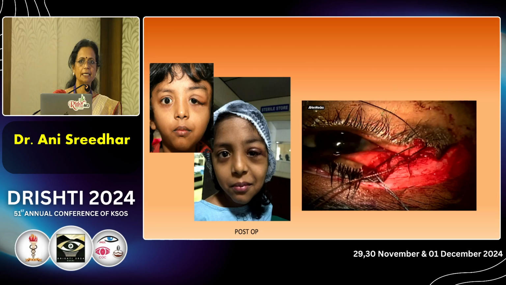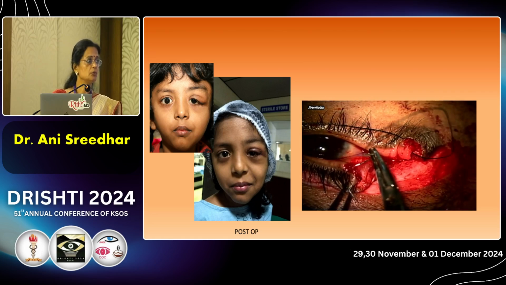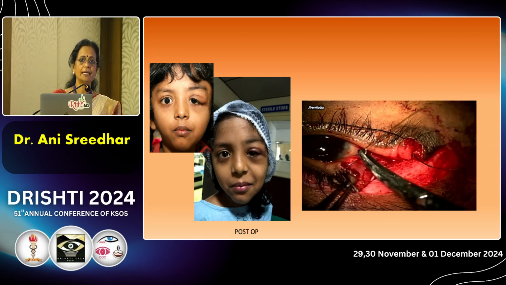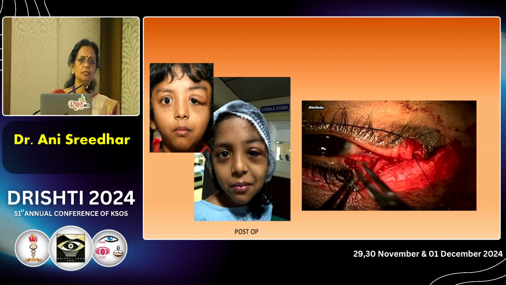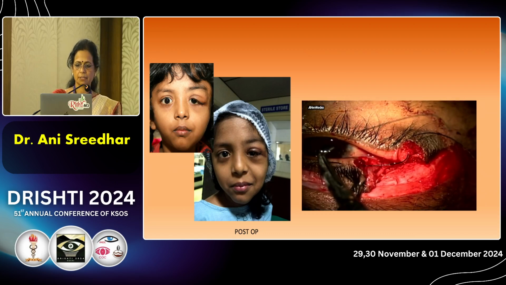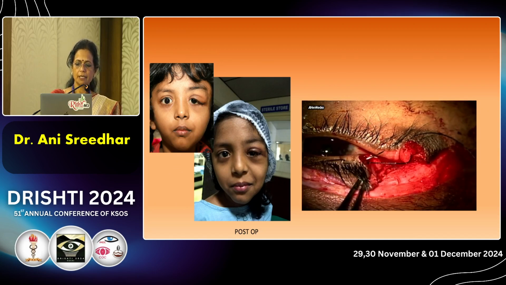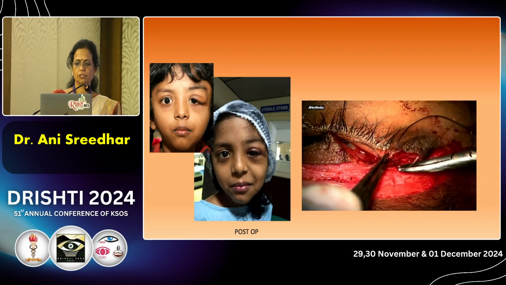We can use a Klein solution to reduce the bleeding, and otherwise it bleeds very much. It's very difficult to do. Klein solution is where you add an extra vial of adrenaline onto the lignocaine adrenaline bottle, then dilute it to 10%. So here after that I am suturing the lid by full thickness suturing.